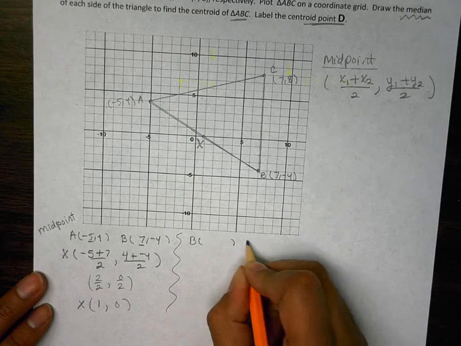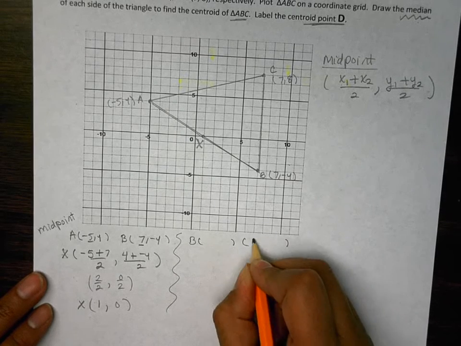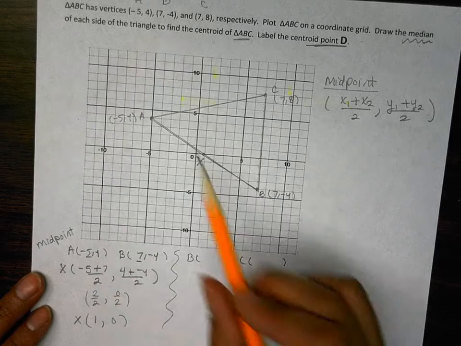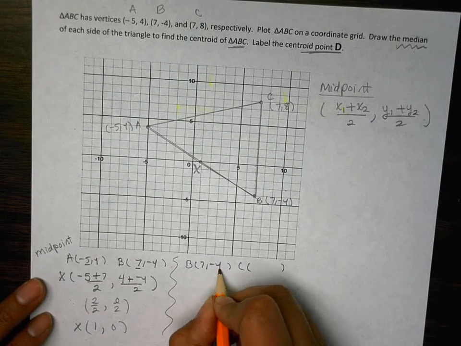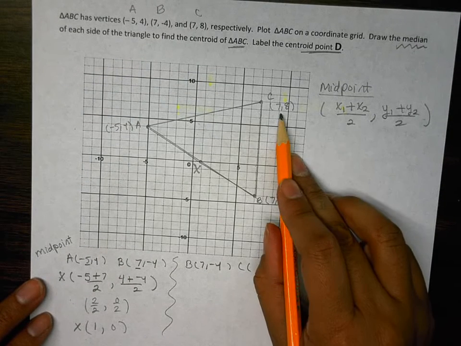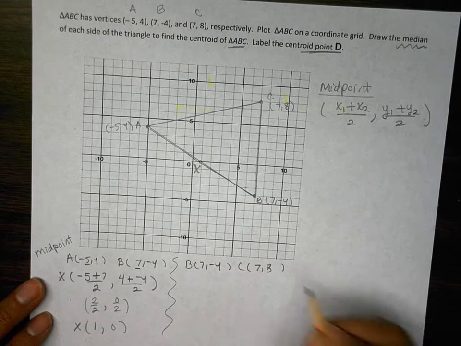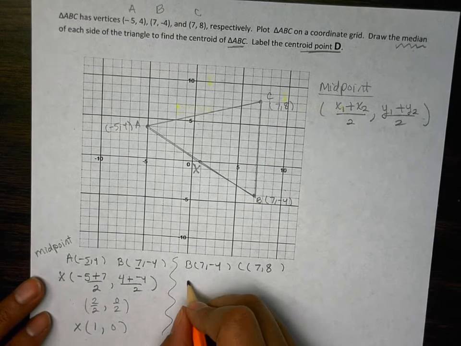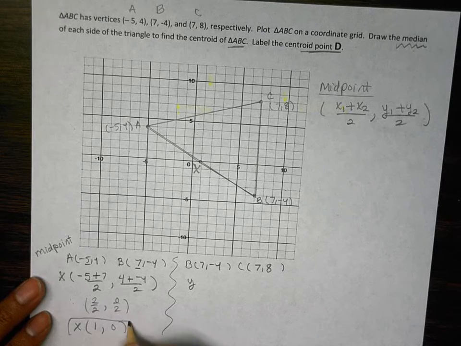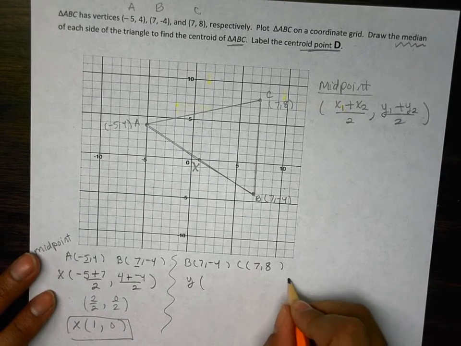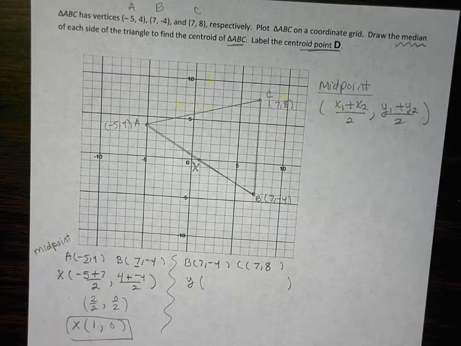BC. And I'm going to do the same thing. What is point B? 7, negative 4. And what is point C? 7, 8. And let's call this point Y. I'm going to box this guy in. I'm going to have you do it now. Add your X's, divide by 2. Add your Y's, divide by 2. And then plot.